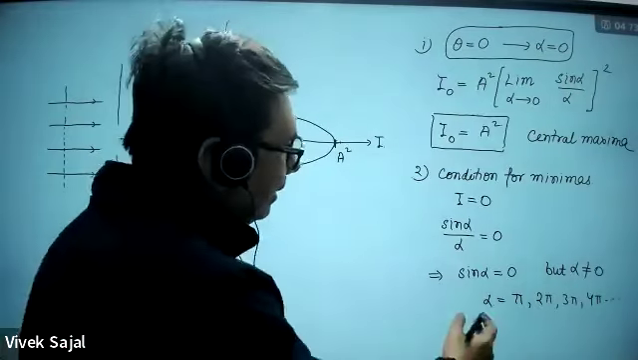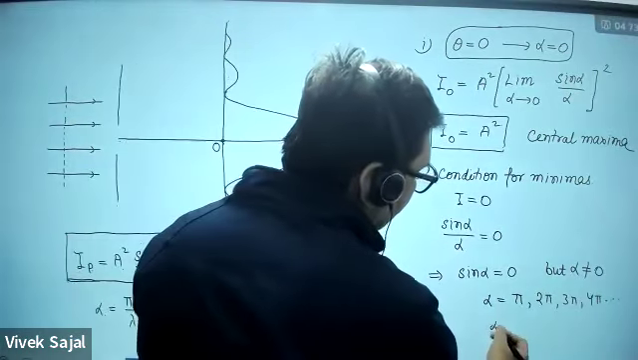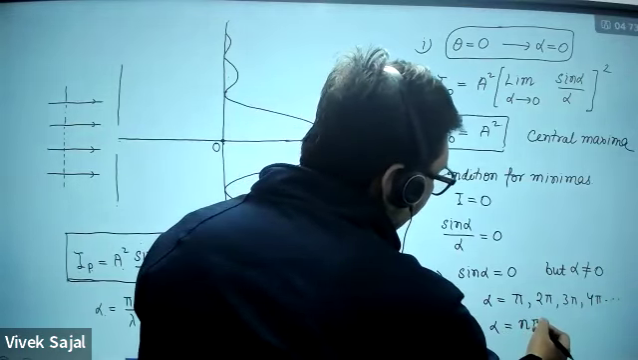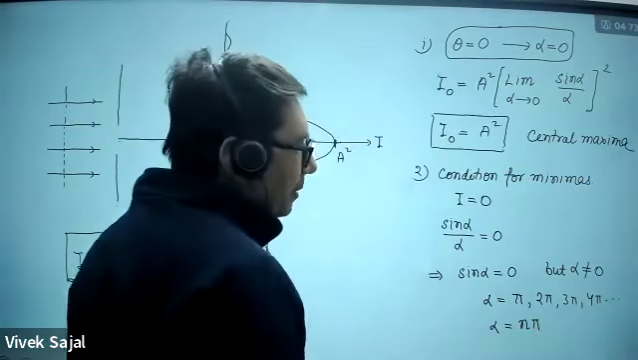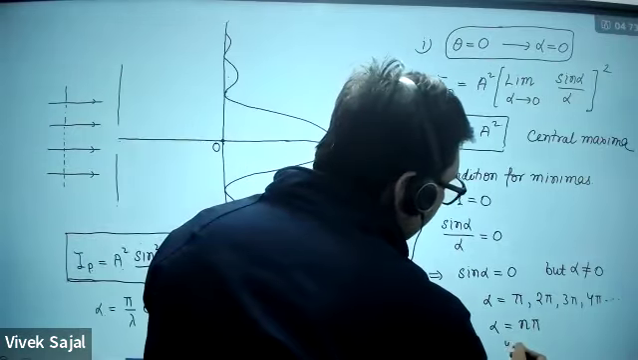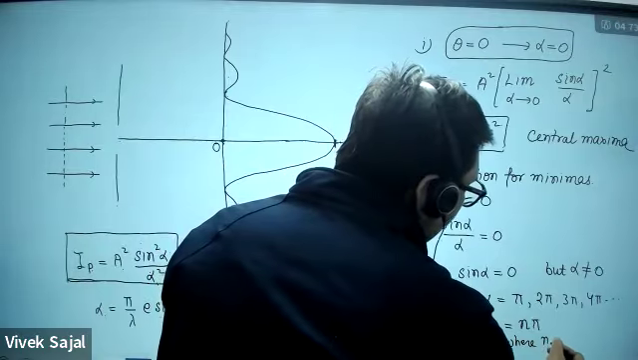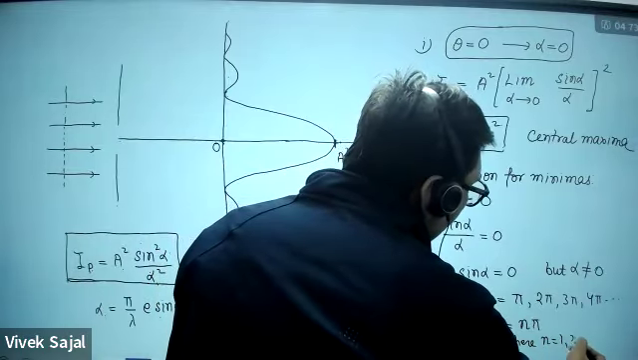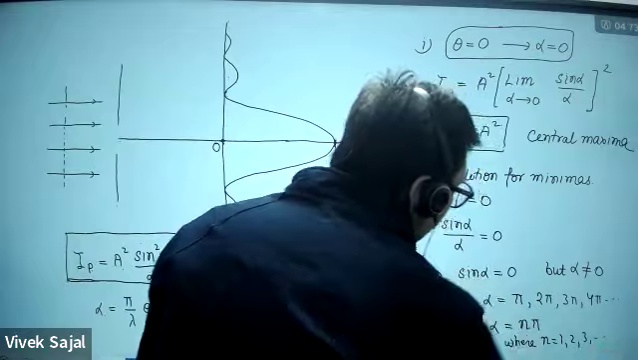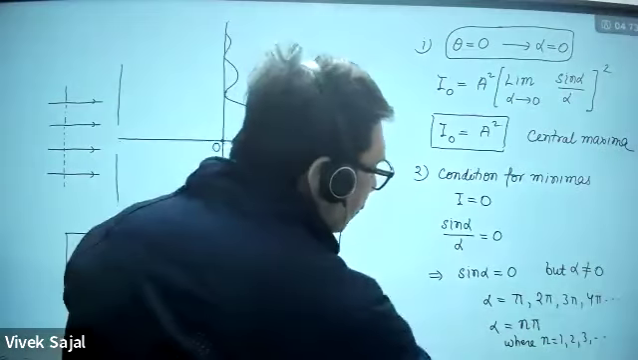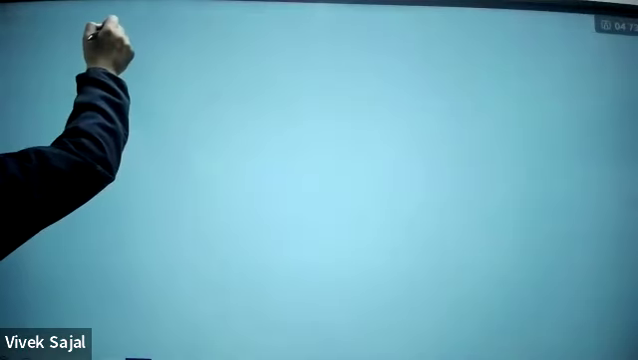So I write alpha equal to n pi, where n is equal to 1, 2, 3, like this. It cannot be 0. ठीक है? So what is the condition? Alpha is equal to n pi.